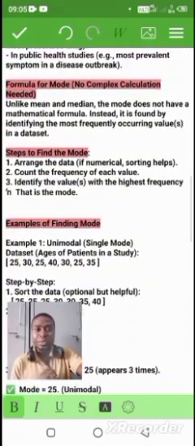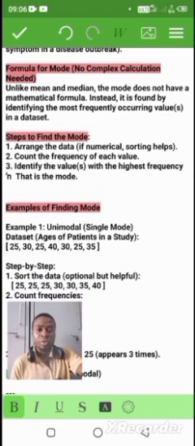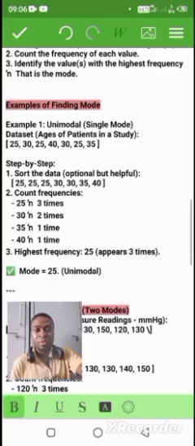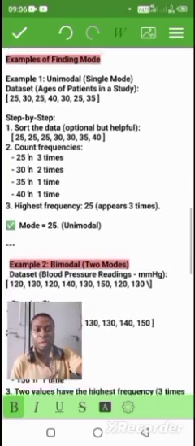So the steps to find the mode: arrange the data, since numerical sorting helps, count the frequency of each value, and identify the value with the highest frequency. That will be your mode. Example, for a single mode, we have this dataset: 25, 30, 25, 40, 30, 25, 30. We find that 25 occurs 3 times, so that will be our mode.